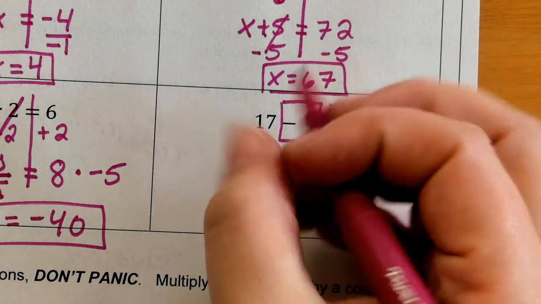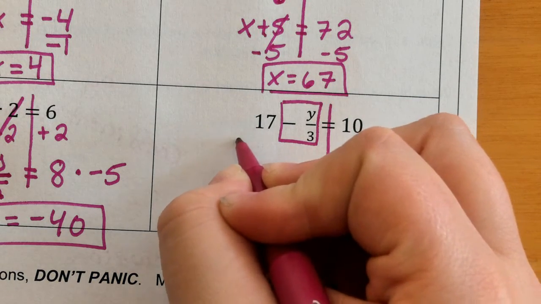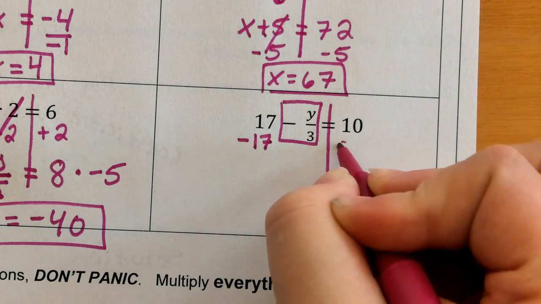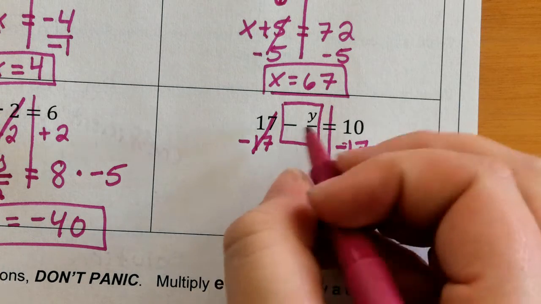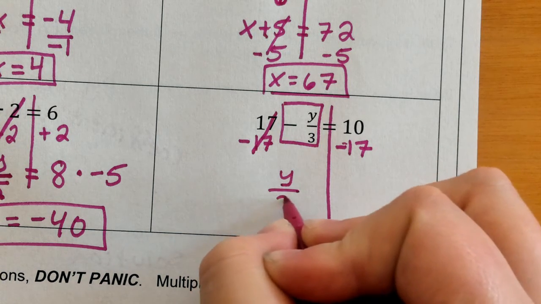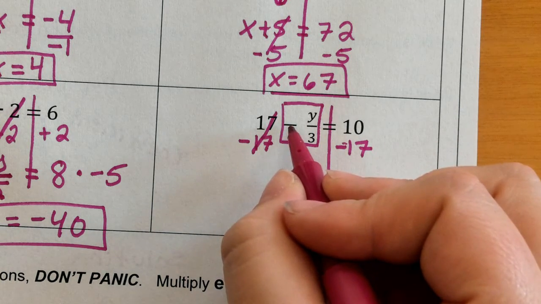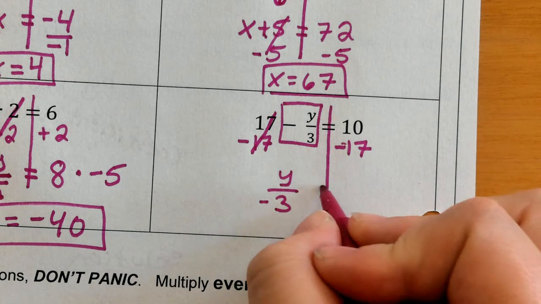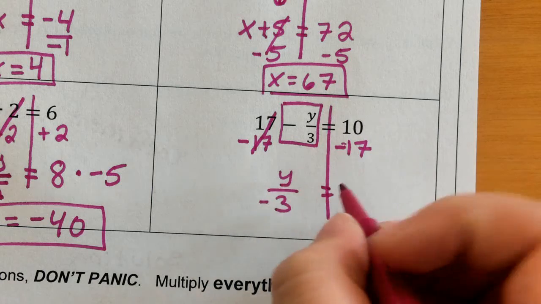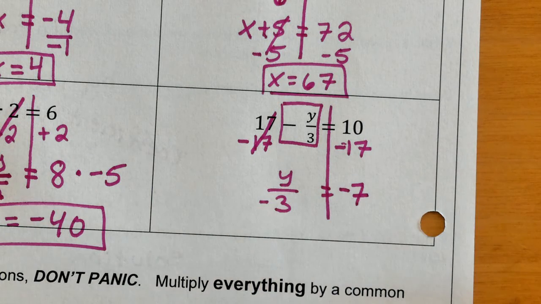To get rid of that 17, since it's positive, we're going to subtract. We do have a negative 17. So that will go away. Now, when we copy this down, this y over 3, since it's a negative y over 3, we're going to make that 3 on the bottom a negative. And that's going to equal 10 minus 17, which is negative 7.